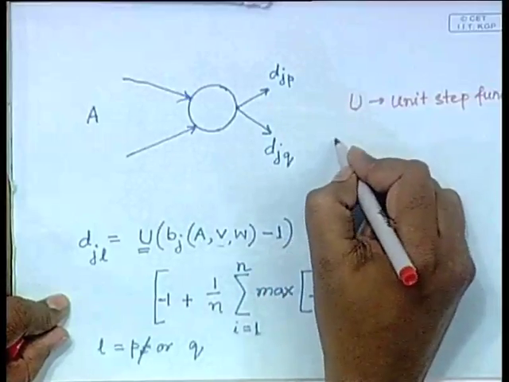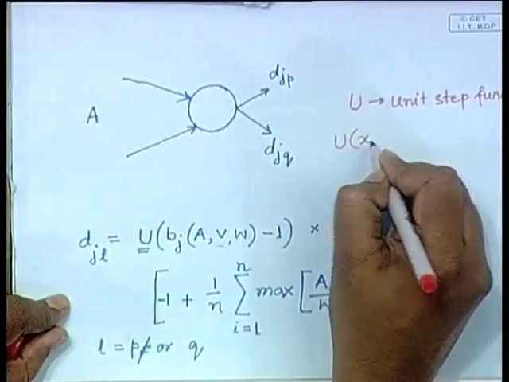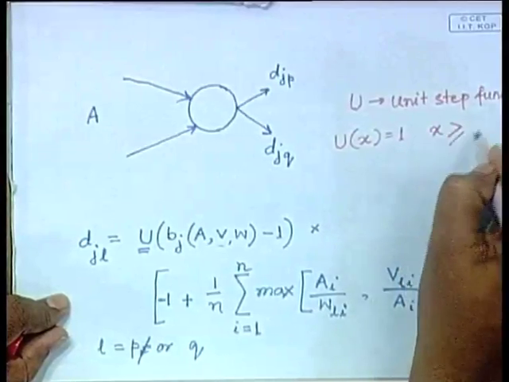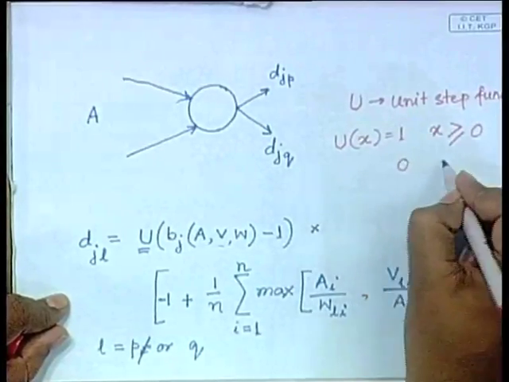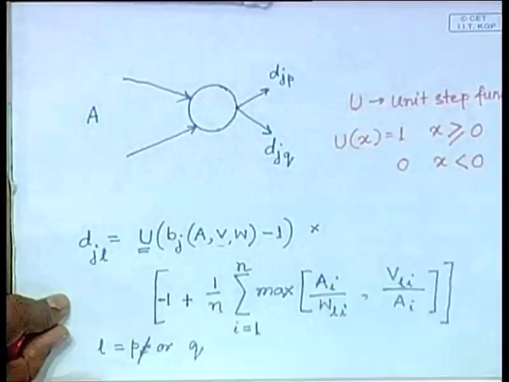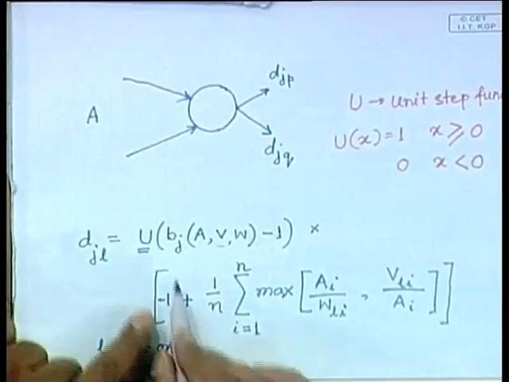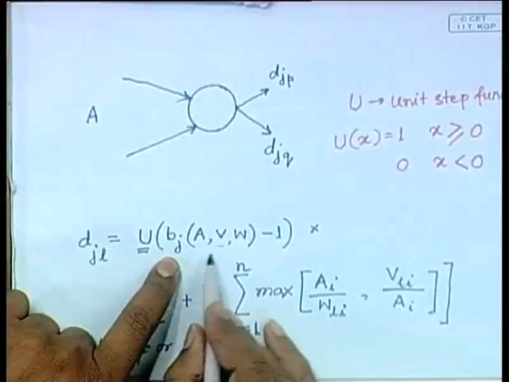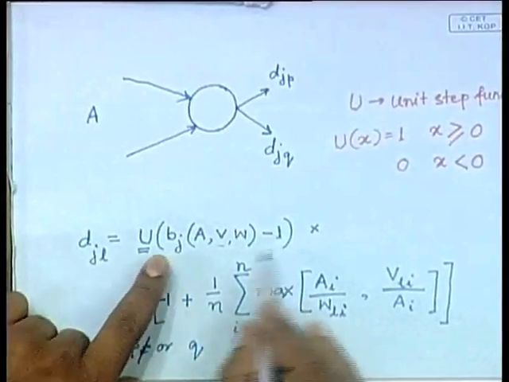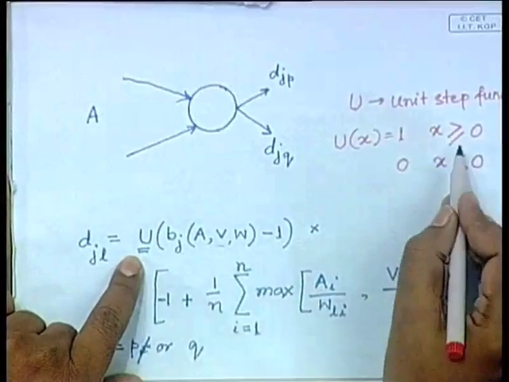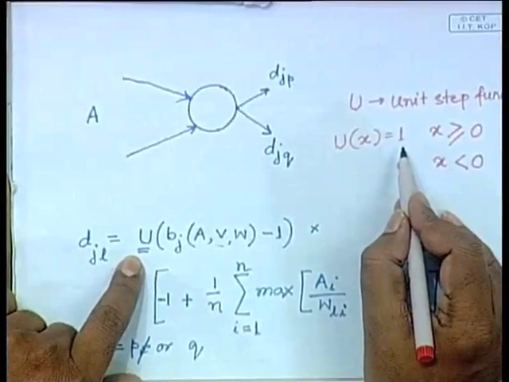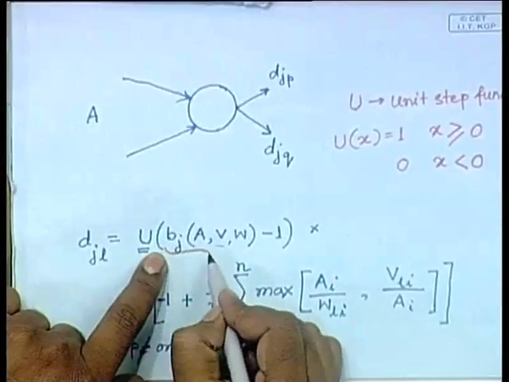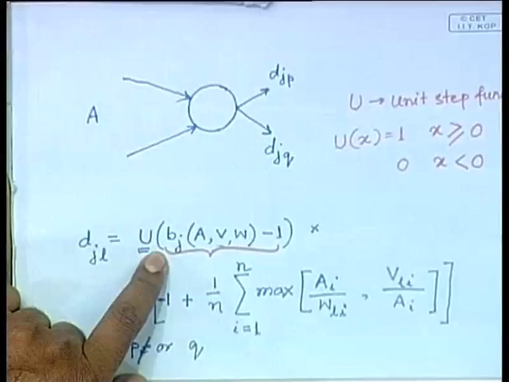So, if it is a unit step function, in that case u(x) will be equal to 1 for x greater than or equal to 0, and this is equal to 0 for x less than 0. Okay. So, this clearly says that if the point falls within the hyperbox, then this b j a v w minus 1 is equal to 0 and the value of this function u will be equal to 1.